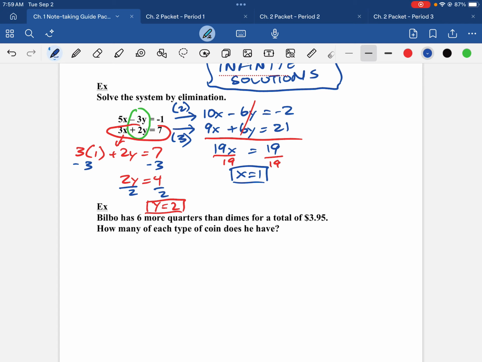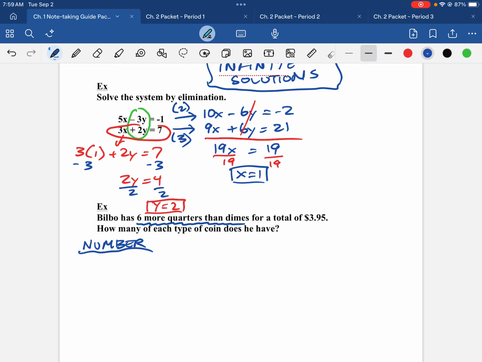So I'm going to write 2 different equations here. I'm going to write one equation that has to do with the number of coins. So 6 more quarters than dimes. Let's say he had 10 dimes. That means he'd have 16 quarters, right? So I'll write an equation about the number.